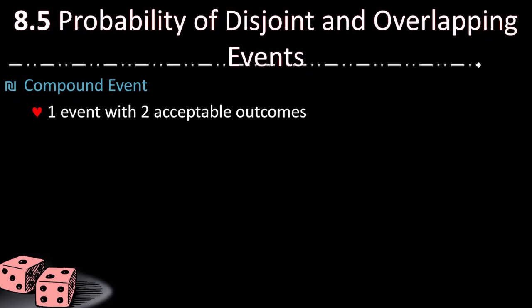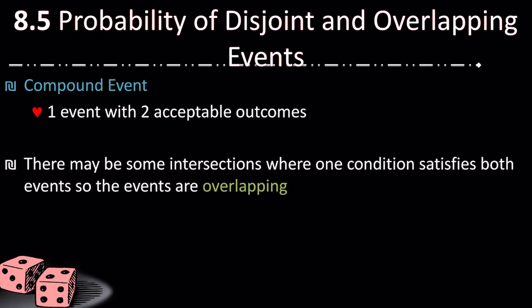So let's say we're playing a game and rolling the dice. I want a 3 or a 4. That works. That would be one event with two accepted outcomes.